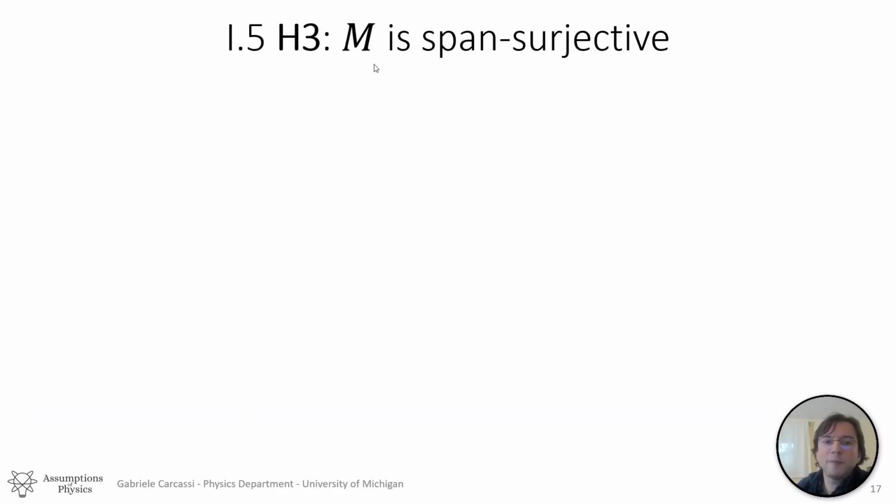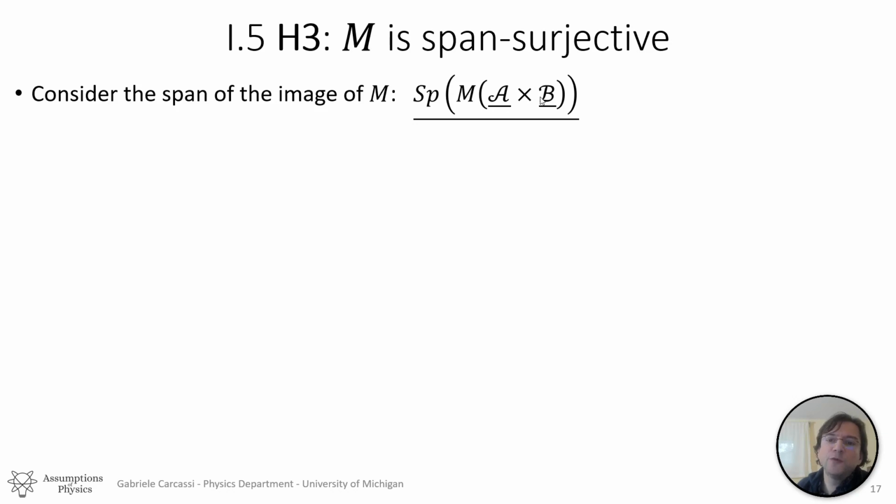Okay, the third requirement was that M is span surjective. And what does that mean? If we take all the pairs from A and B and map them through M, we're going to have a set of rays.